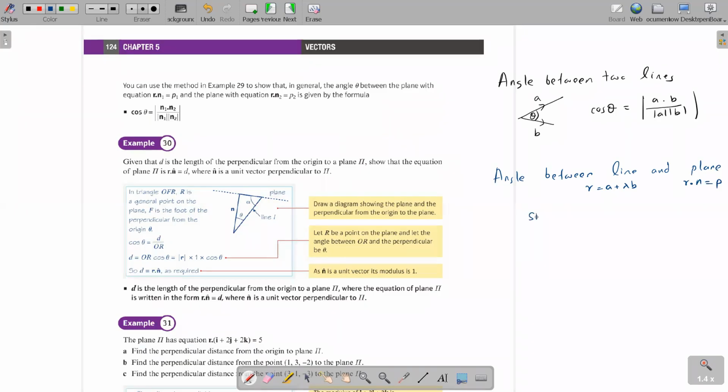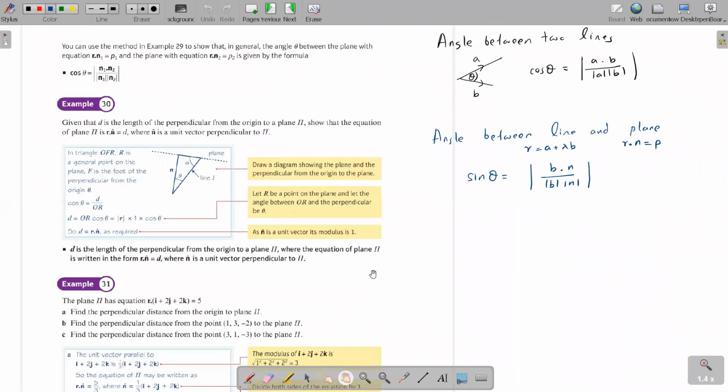So what is the angle? Sin theta equals modulus of b dot n over modulus b modulus n. I'm correct, right? Modulus of b dot n over modulus b modulus n. And the last one, angle between two planes.